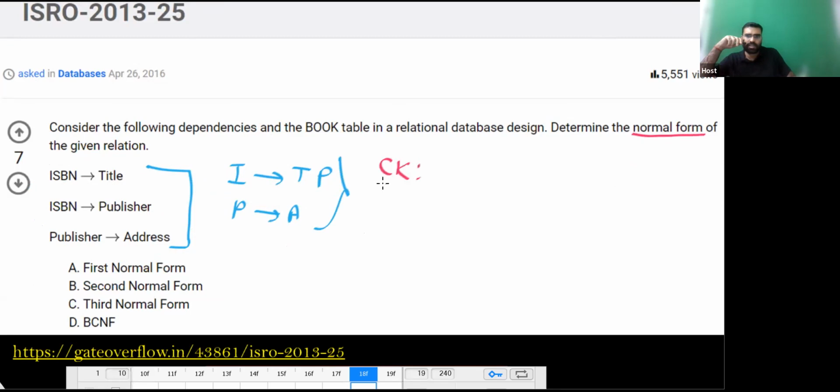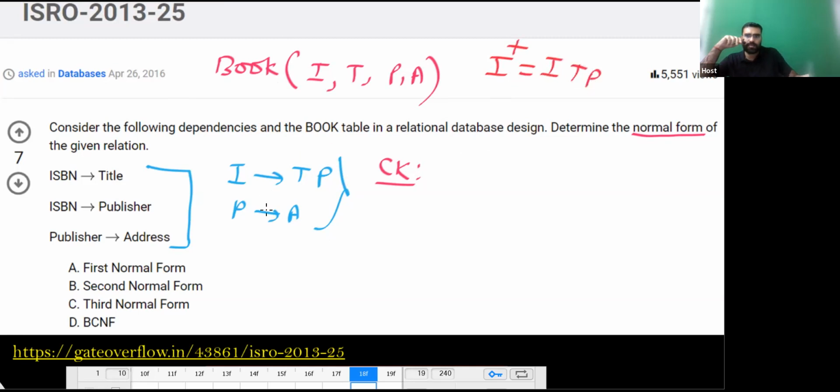So from here, you find the candidate key. What is the candidate key? You can assume that your book table has these attributes: I, T, P, A. Now notice which attribute does not appear on the RHS of any non-trivial functional dependency. That is your I. So you check what is I plus, the closure of I. The closure set of I is I, T, P, and P can determine A.